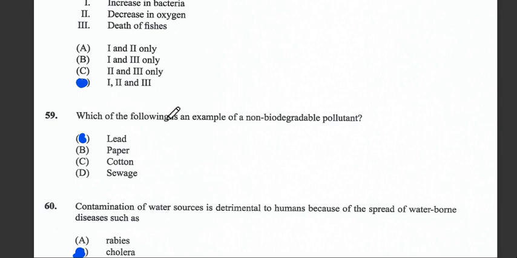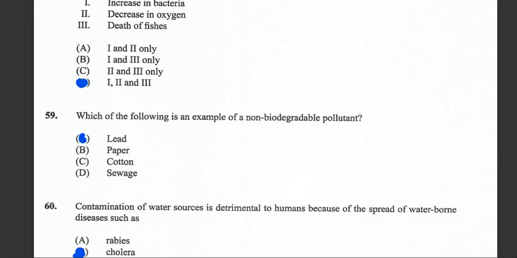Which of the following is an example of a non-biodegradable pollutant? So we're talking about non-biodegradable. If we were talking about biodegradable, we could say wood, paper, cotton. But for number 59, we are talking about non-biodegradable, and we know that lead is not biodegradable. So therefore it will be an example of a non-biodegradable pollutant.